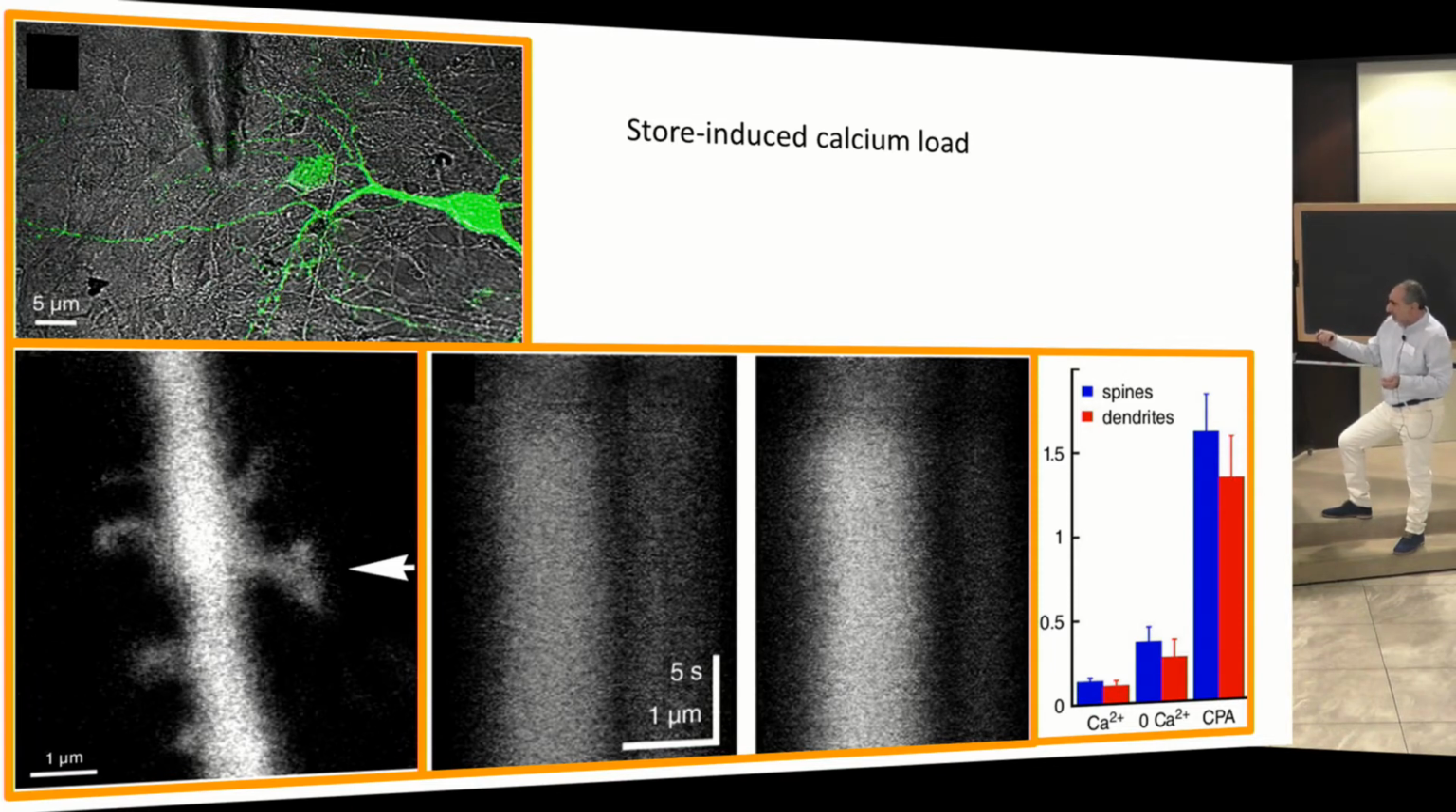First of all, we have checked if we can puff calcium next to spines and see some calcium transient. So this is a line scan along the spine, and with initial 0 calcium, there is a small increase, but if you keep the cell long enough in calcium free, you can see a very clear response in the spine and also in the dendrite.